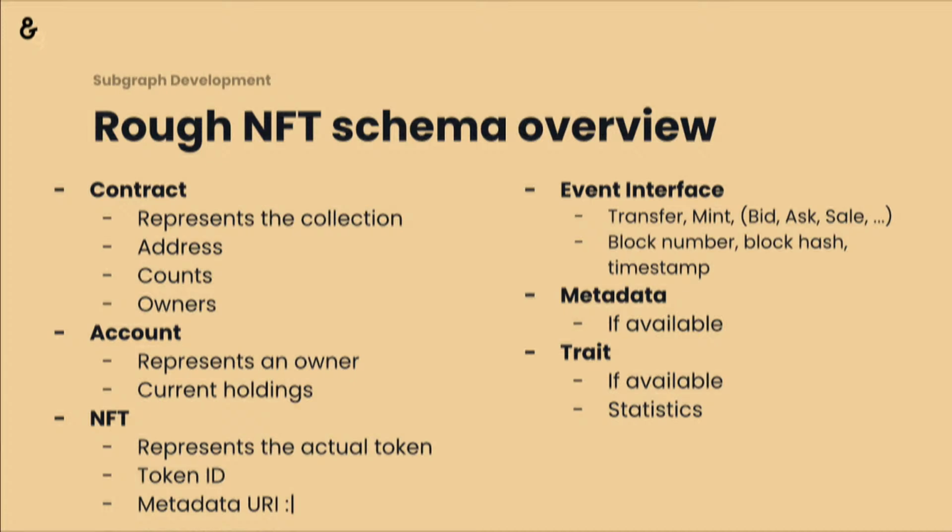So this is a rough schema of how I would like to model an NFT. You have a contract, that's the collection, it has accounts about everything, and it links to the owners. Then you have the accounts, which are the owners. You see the holdings, which will also link to the NFTs, where you have the token ID and the metadata URI.